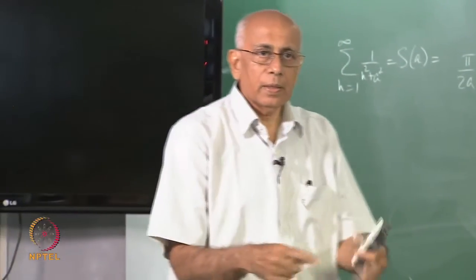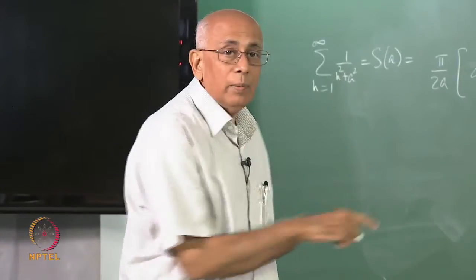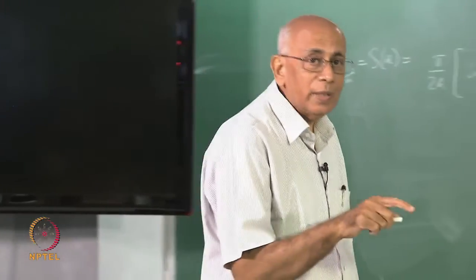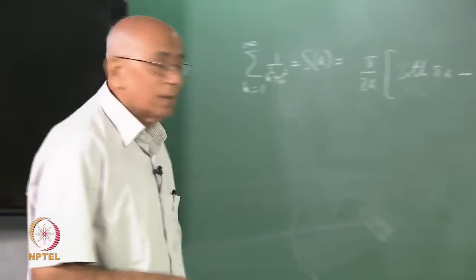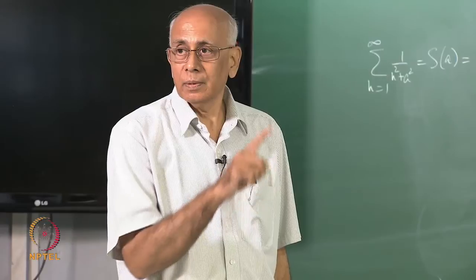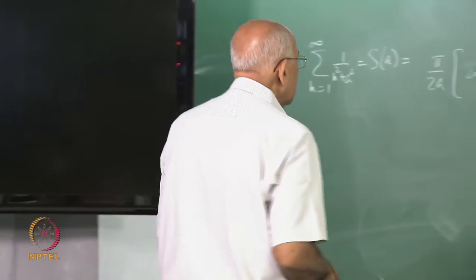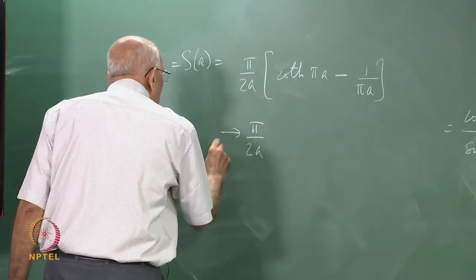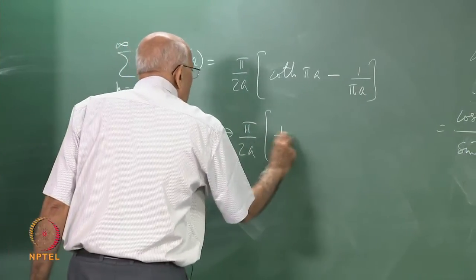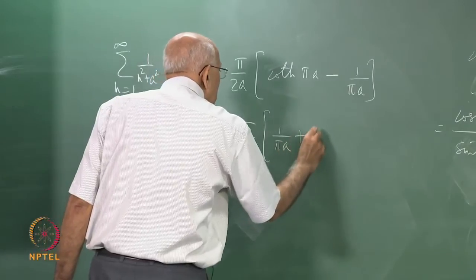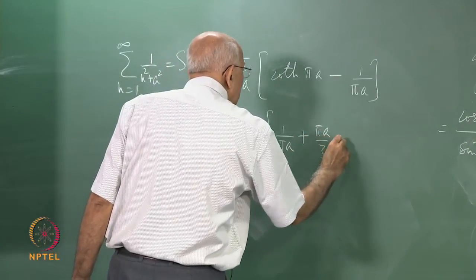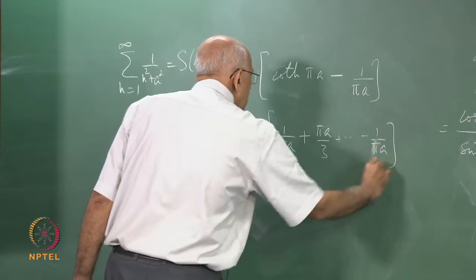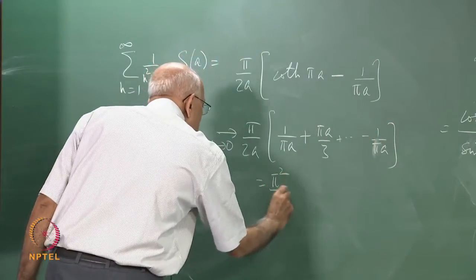By the way, in this theory of paramagnetism, this 3 will appear in the denominator and you have the susceptibility in the Curie law proportional to 3 kT in the denominator. That 3 is the number of dimensions in space in that application. So, this whole thing goes like pi over 2a, a goes to 0, of 1 over pi a plus pi a over 3 plus dot dot dot minus 1 over pi a, which is equal to pi squared over 6.